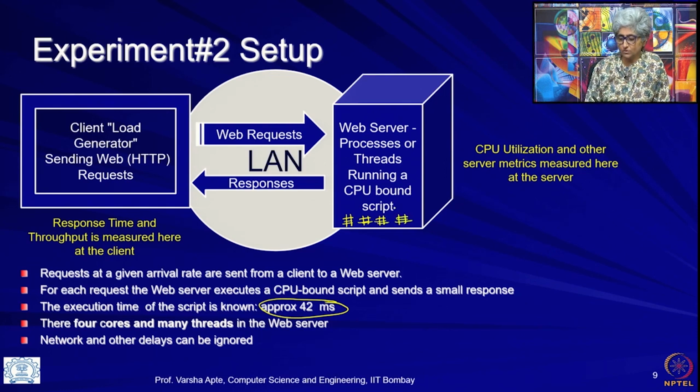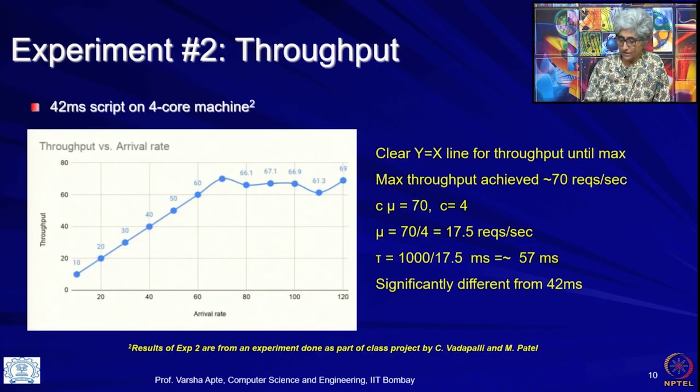we have 4 CPUs and we have a lot of threads. So, the threads are not a bottleneck. The main queuing system that we will be worried about is the cores. Okay. And as usual we ignore the other delays, everything else remains the same. Okay. So, this was an actual experiment again done by a pair of students as a part of a class project, and I am just showing some of those results. Okay.